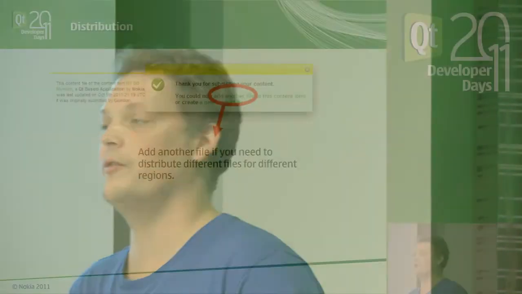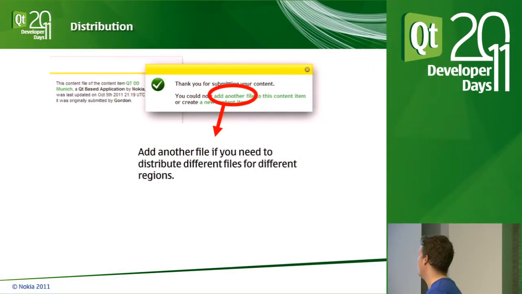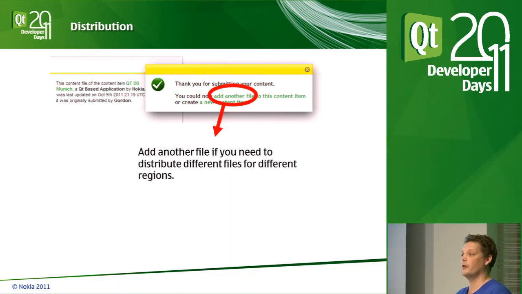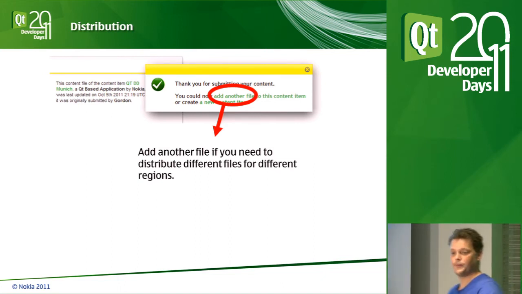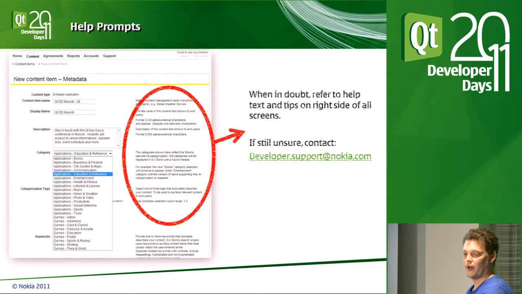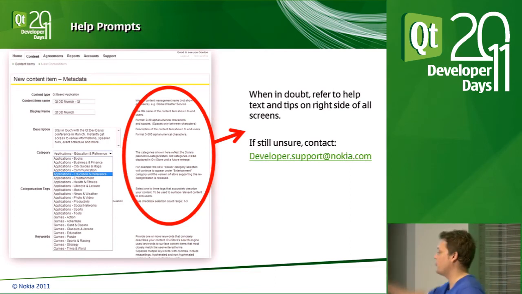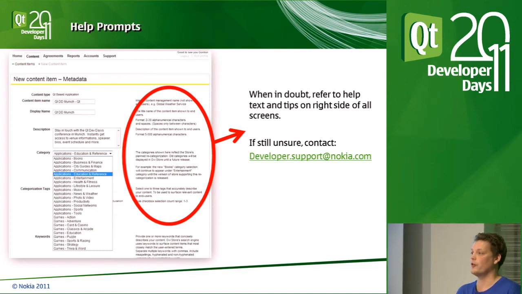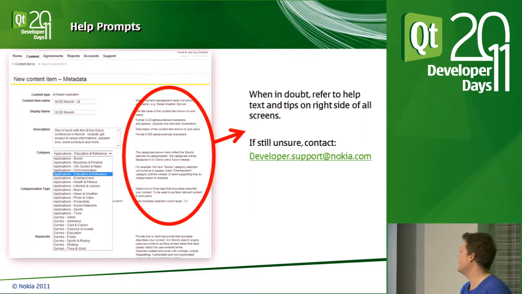And as I mentioned, you might want to upload another file to service different distribution requirements, at which point you can simply add another file after you've uploaded the content item. One thing I just wanted to mention before we move on is there is help text at all times on the screen, so feel free to refer to it if you're ever unsure. And if that's not helping you, by all means, please email us. That's what we're here for.